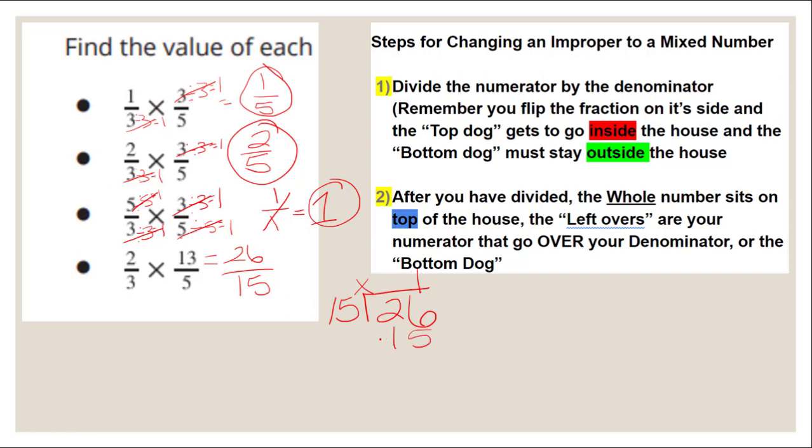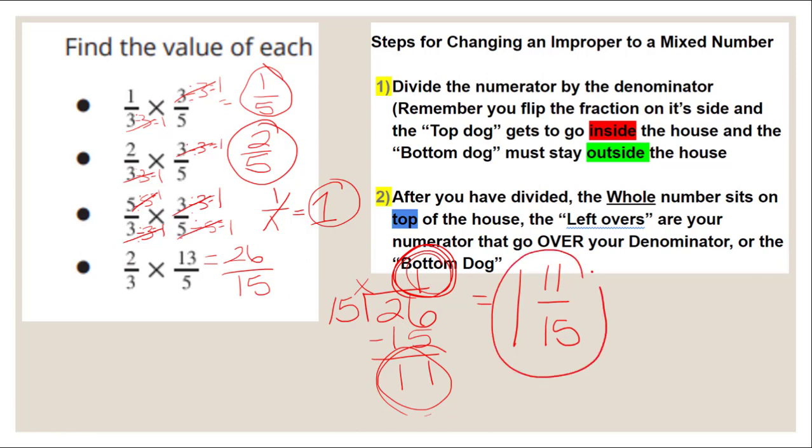Subtract. 1's house. 6 minus 5 is 1. 10's house. 2 minus 1 is 1. Bring down. Well, there's nothing to bring down, so I'm done. Okay. My whole number sits on top of the house. My leftovers are my denominator. So this is my new simplified mixed number.